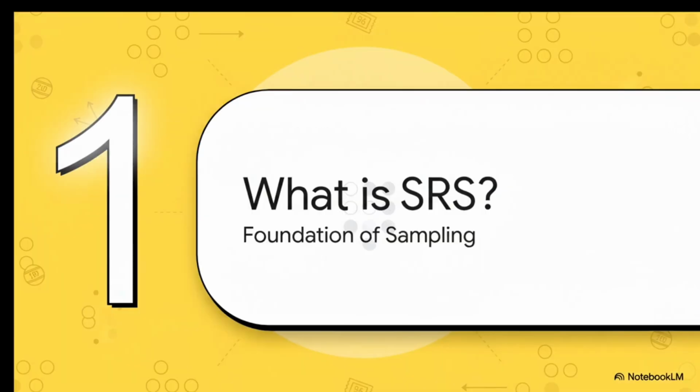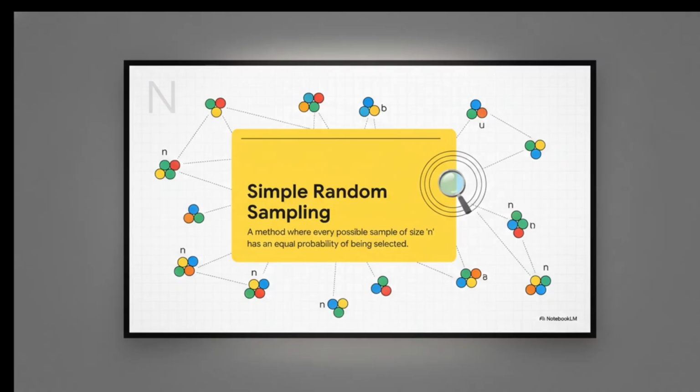Okay, so first things first, let's get really precise. What do we actually mean when we say simple random sampling? It's a term that gets thrown around a lot, but in statistics, it has a very, very specific definition. And here it is. This is the heart of it. If you have a big population of N items and you want to pick a smaller sample of size n, a simple random sample means that every conceivable group of n you could possibly form has the exact same chance of being the one you pick.